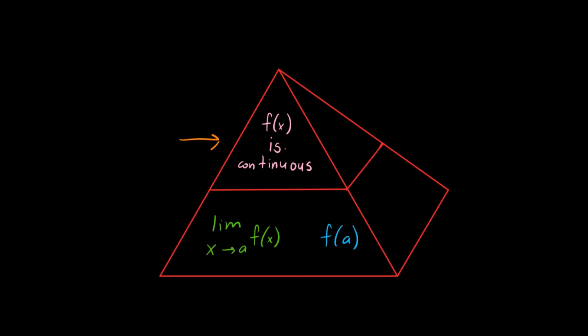Here at the top of this pyramid, we have the fact that f of x is continuous. And notice how this top actually depends on the fact that we have this foundation. The foundation is that the limit as x approaches a of f of x exists and the function value is defined. So if the problem tells you that f of x is continuous, then you can automatically infer that the limit as x approaches a of f of x exists and that f of a is defined. But if a problem tells you that the limit exists or that the function value is defined and they don't give you any relationship between the two of them, then there is nothing that you can conclude in terms of continuity.